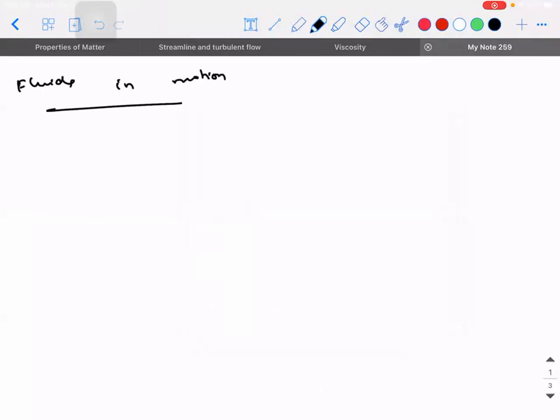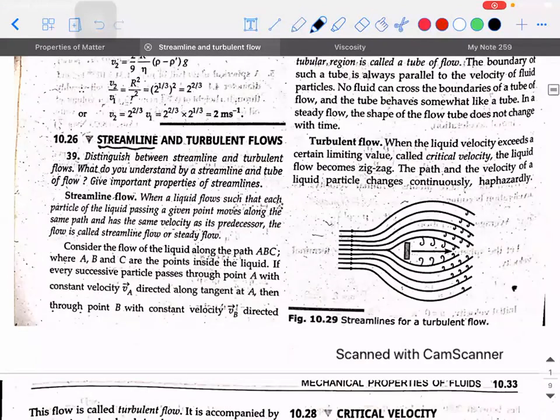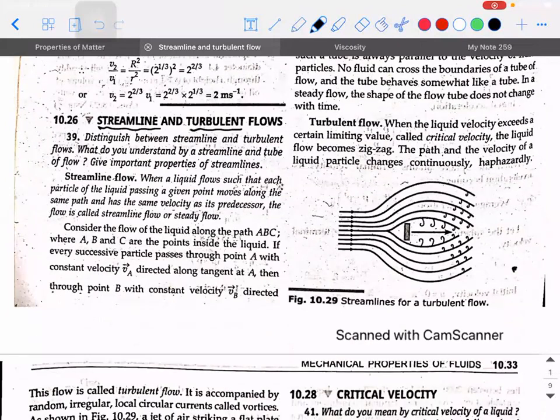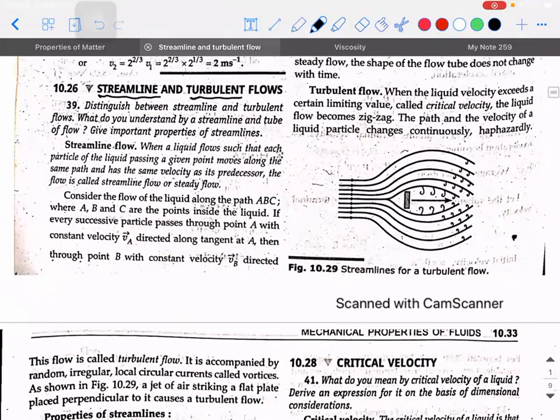When we talk about fluids in motion, you would have heard that there are two kinds of flows that are possible. One is called a streamlined flow and the other is called a turbulent flow, right? So what do we understand by this? Can someone tell me what is the difference between streamlined and turbulent flow? Based on what concept are we trying to classify the flow into two types? What is the differentiating factor?